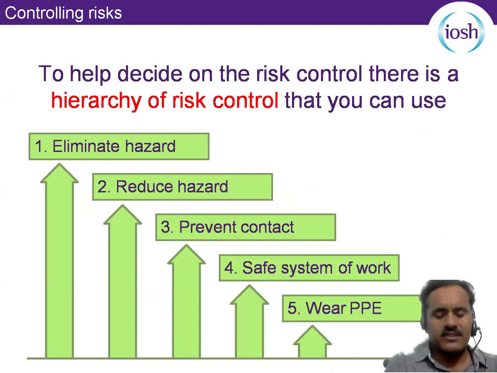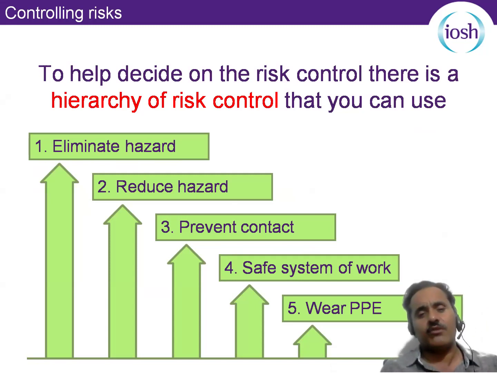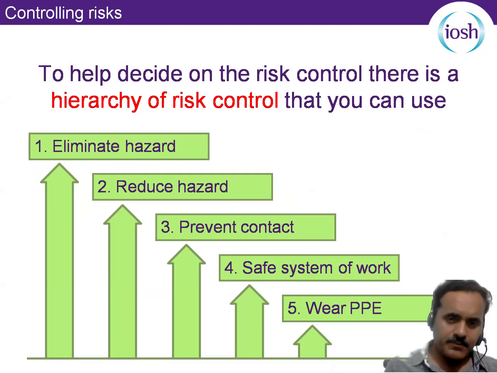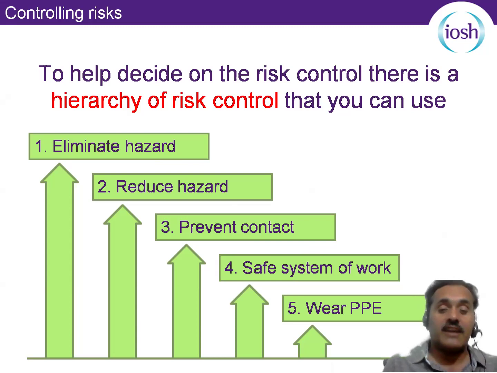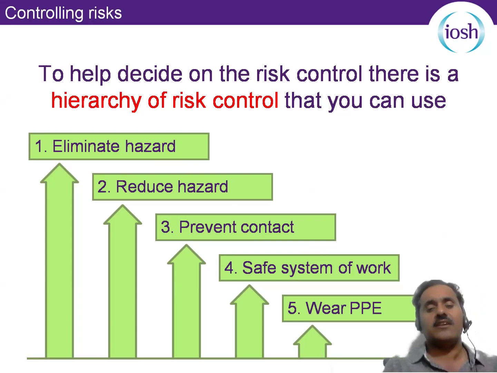But in some cases this elimination is not possible. If it is not possible, then we will go for reduction, meaning we will try to reduce the likelihood or reduce the consequences. And the third one is preventing the contact. Preventing the contact means that we cannot eliminate the hazard, we cannot reduce the hazard, but what we are doing in this case is trying to prevent the contact of the worker with the chemical or the machine.